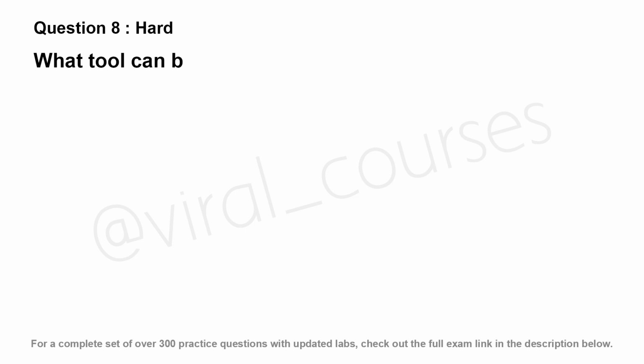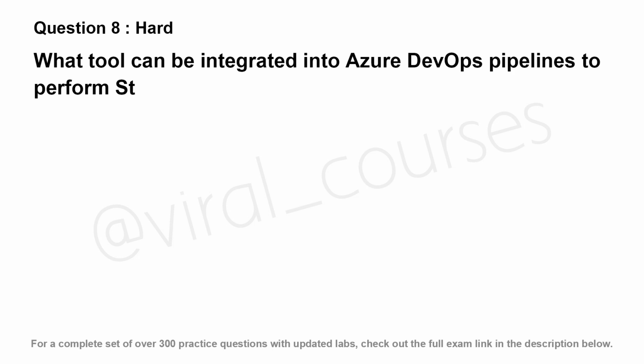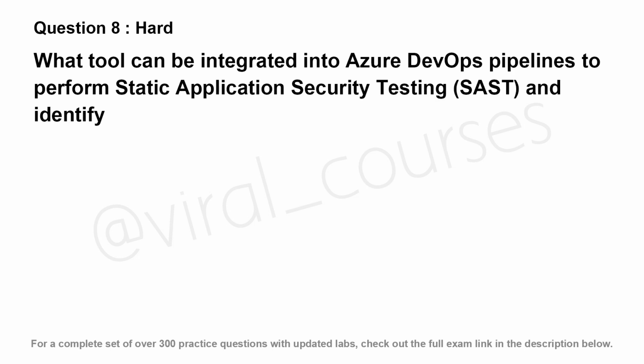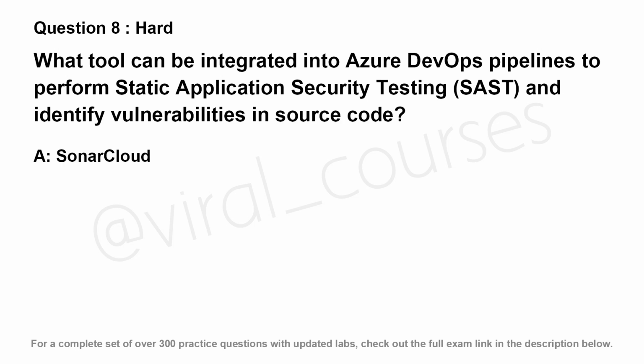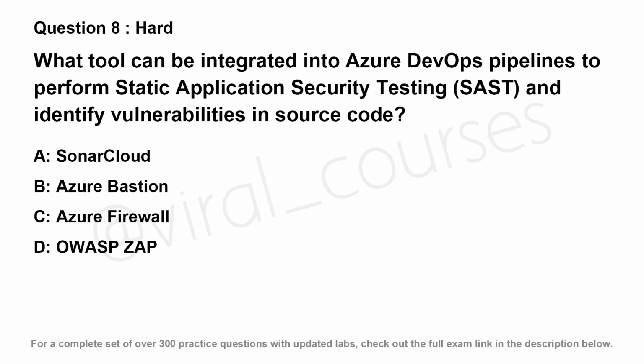What tool can be integrated into Azure DevOps pipelines to perform static application security testing, SAST, and identify vulnerabilities in source code? Option A, SonarCloud. Option B, Azure Bastion. Option C, Azure Firewall. Option D, OWASP ZAP.